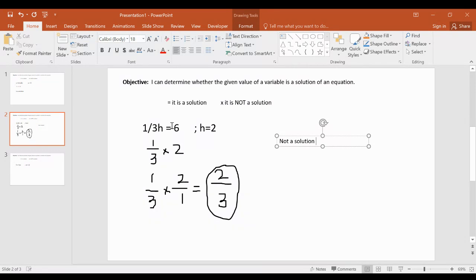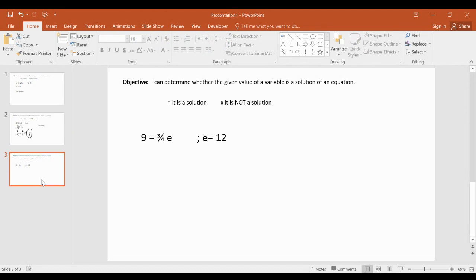Okay, let's try one more, and then you'll get an opportunity to try a couple on your own. So here we go. We have this one, and it's a little bit in reverse. It's giving our answer first. 9 is equal to 3/4 E. This means 3/4 times E. So I'm going to do the same thing. It's saying that our solution should be that E is equal to 12.